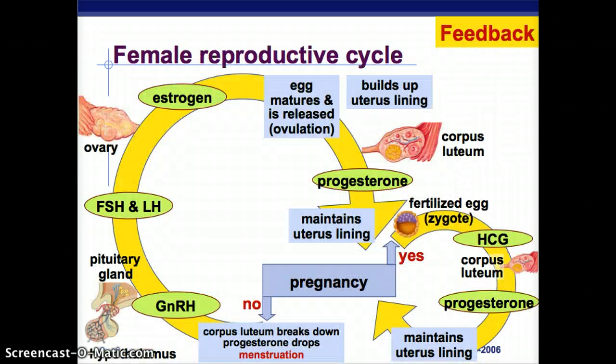All right, finally, the female reproductive cycle, you can see how it's kind of ruled by hormones. We've got GnRH, then FSH and LH, estrogen, progesterone, HCG. So this is our feedback loop for the female reproductive cycle. And our next lecture will be on the reproductive cycle itself, so we'll talk about what this looks like.